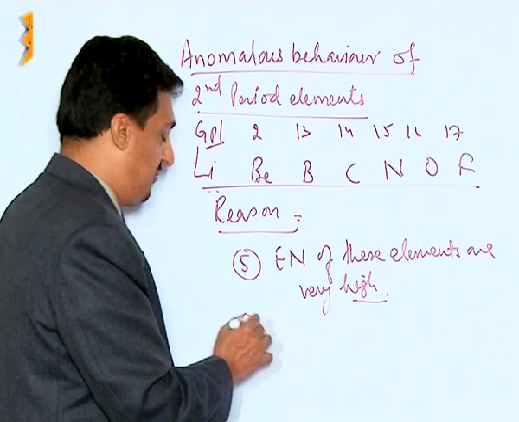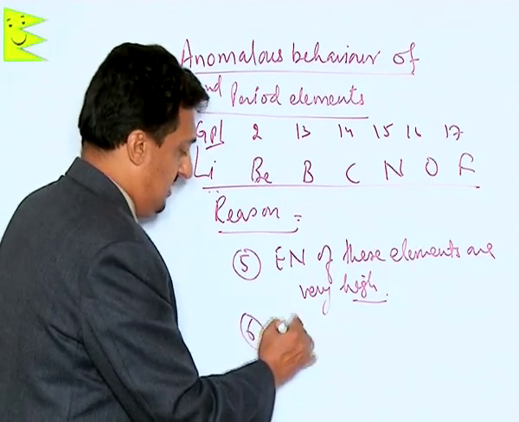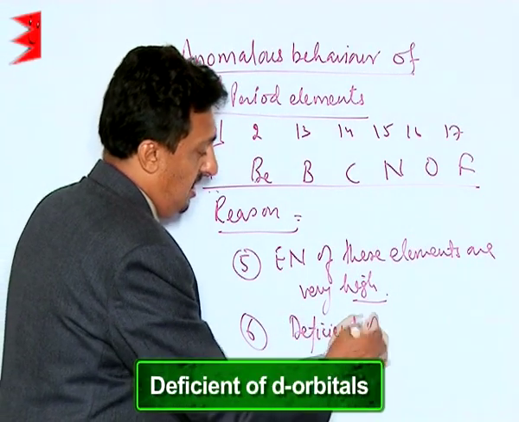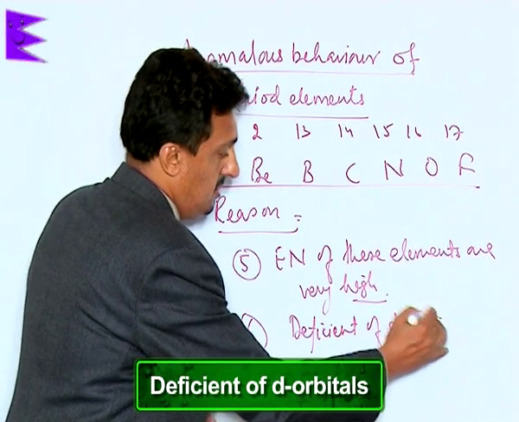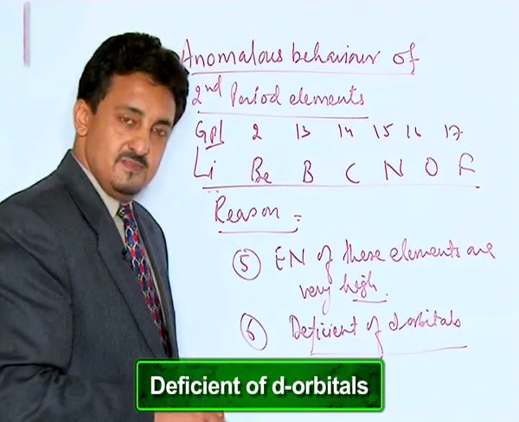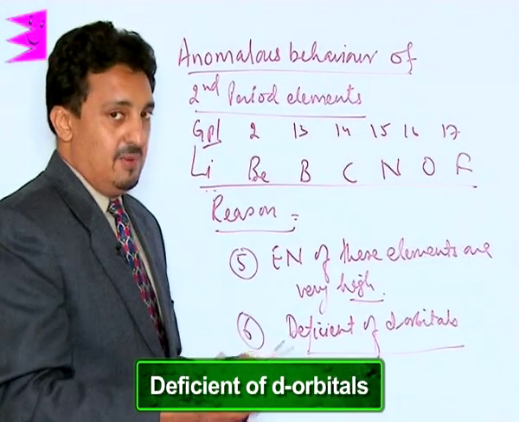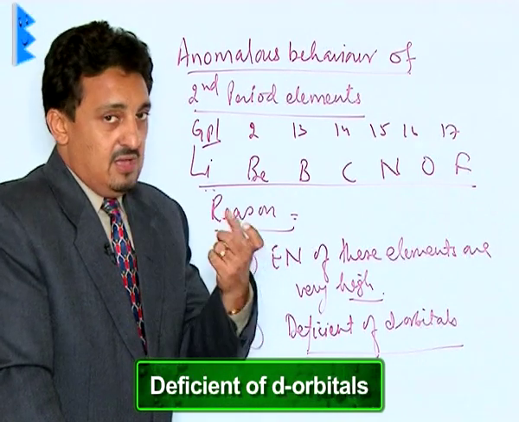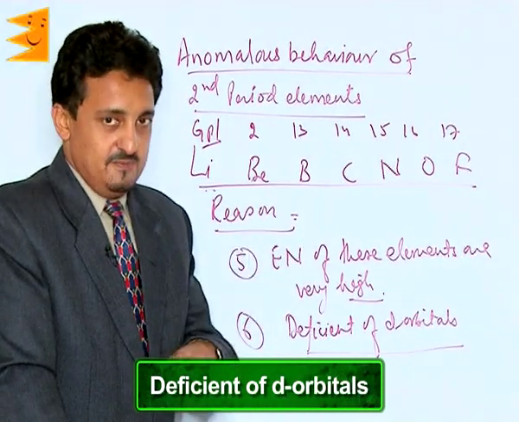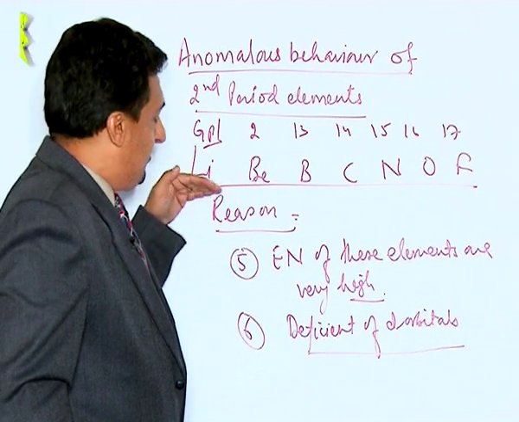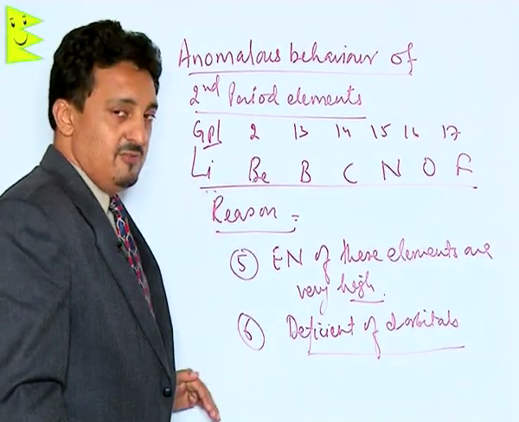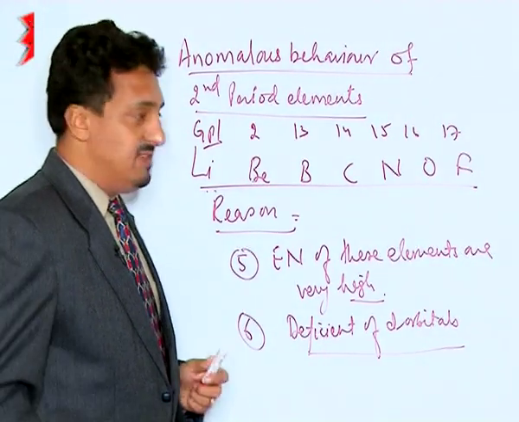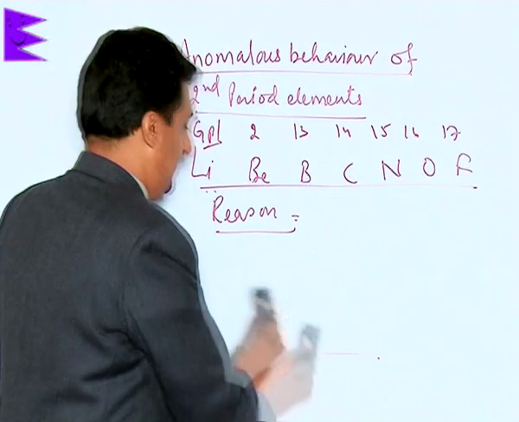The other most important difference is that they are deficient of d orbitals. They don't have any d orbital, because the second period, or the second orbit, doesn't have the d suborbits. They have only 2s and 2p. Whereas the elements from the third period onward all have d orbitals.